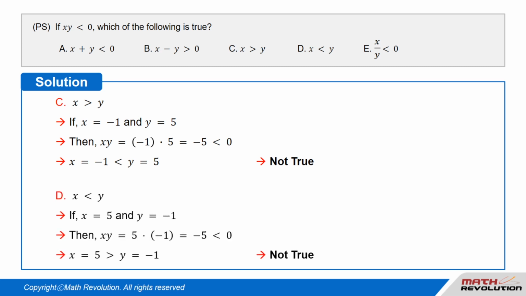D. x is less than y. If x equals 5 and y equals negative 1, then x times y equals 5 times negative 1, that equals negative 5, which is less than 0. However, x equals 5 is greater than y equals negative 1. Thus, this option is not true.